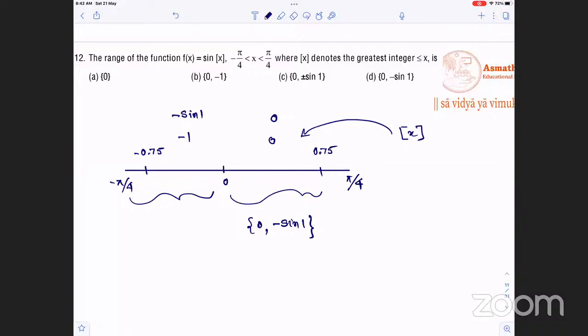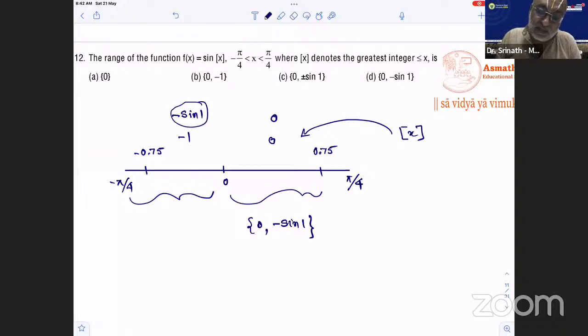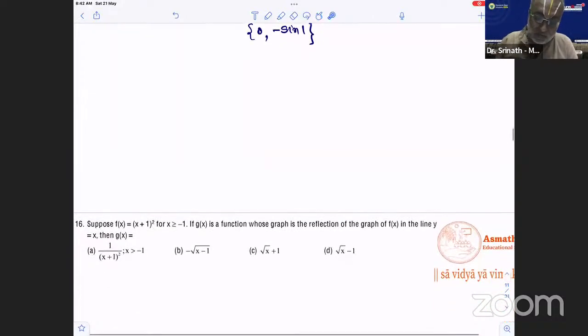Okay, I'll clarify. The answer is that it's a discrete value. So it can only assume minus sine 1 and 0. Therefore, this is a set consisting of two values, 0 and minus sine 1. So that is the answer. That is the set. This element is there, and this element is there in the range. So the answer is this. It's not an interval. I think I can go to the next one, please.